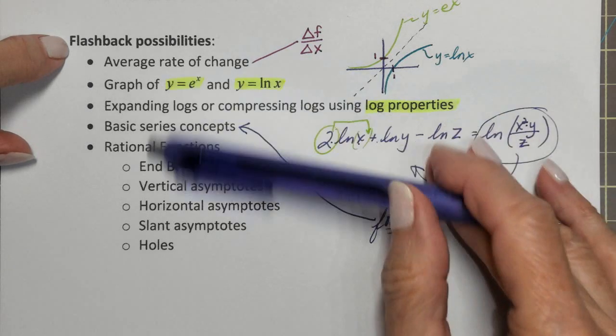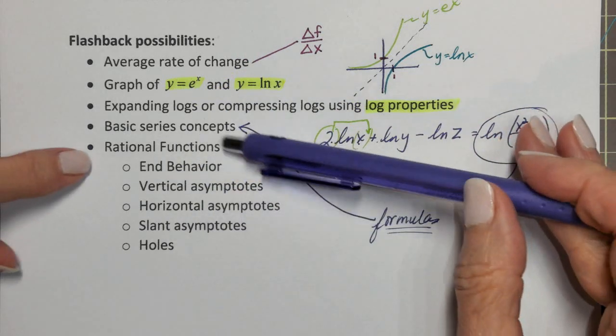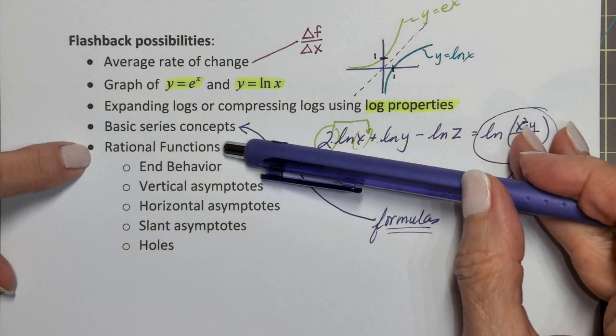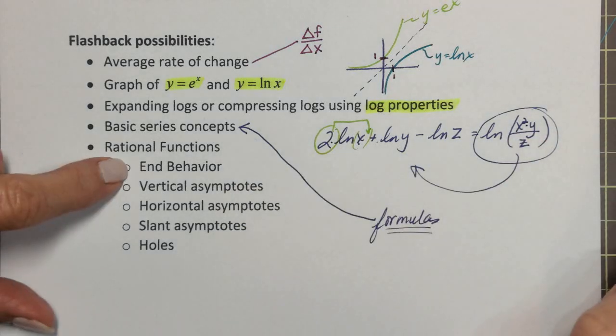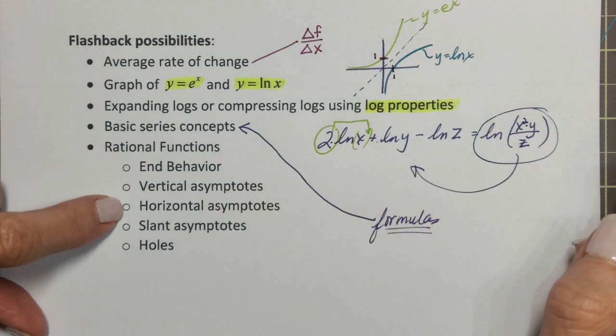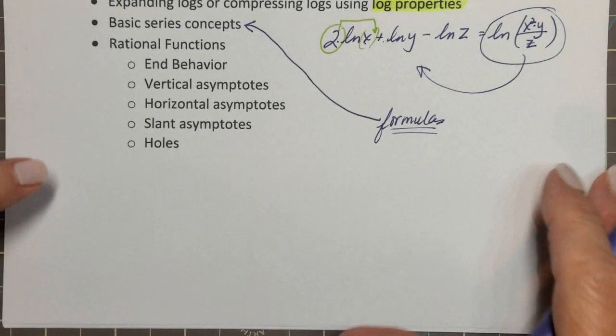So these are all things that you need to take with you to calculus when you get there. You need to have a really good understanding of rational functions, their behavior, vertical asymptotes, horizontal asymptotes, slant asymptotes, and holes. Let's do a quick review here.